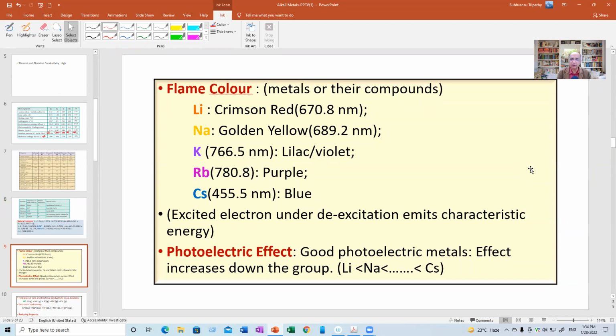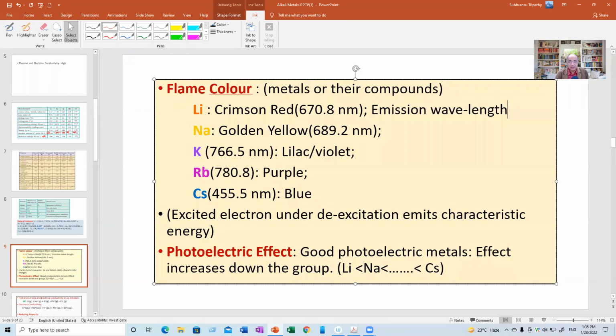Now coming to the interesting part of the alkali metals and their compounds, the exhibition of a typical characteristic color. Lithium or its compounds produce in the flame a crimson red color, and it emits. These are the emission wavelengths.